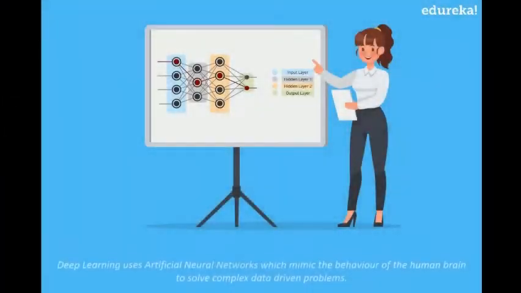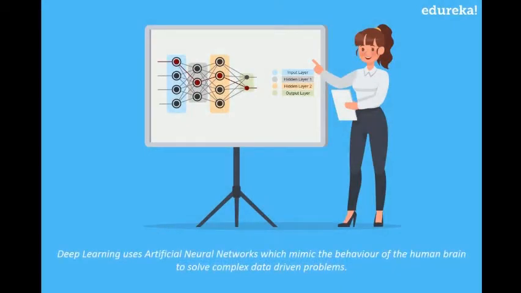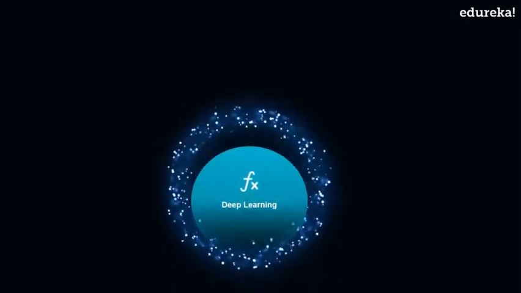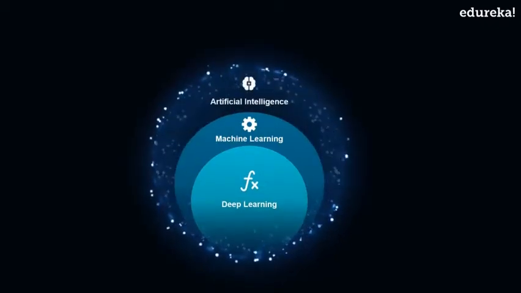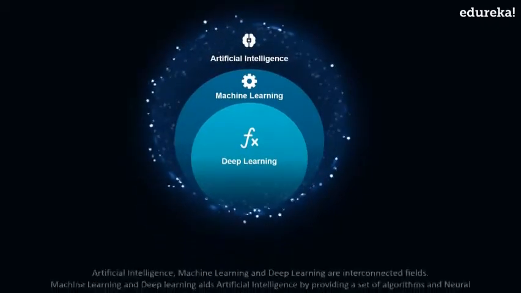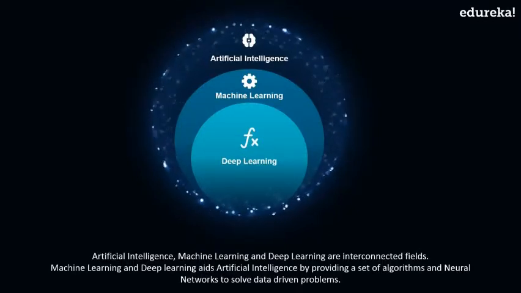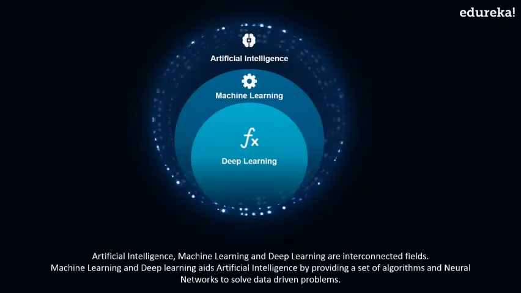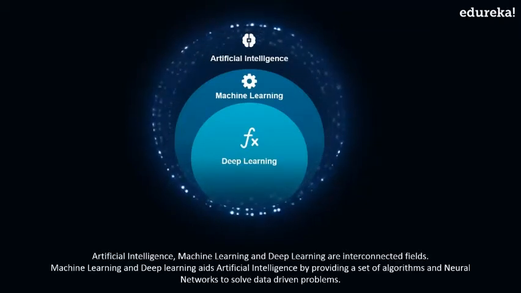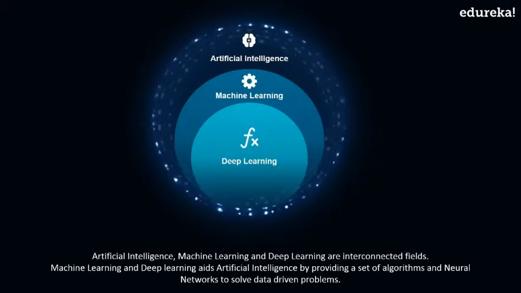Artificial neural network is the functional unit of deep learning. Deep learning uses artificial neural network which mimic the behavior of the human brain to solve complex data-driven problems. Deep learning itself is a part of machine learning, which fall under the larger umbrella of artificial intelligence. Artificial intelligence, machine learning, and deep learning are interconnected fields. Machine learning and deep learning aids artificial intelligence by providing a set of algorithms and neural networks to solve data-driven problems.